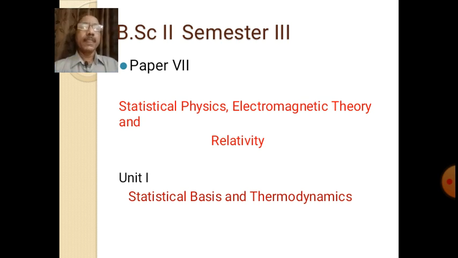This semester I am going to teach you statistical physics, electromagnetic theory and relativity. The title of the first unit is Statistical Basis and Thermodynamics. This paper is divided in 4 units. 2 units are pertaining to statistical physics, third unit is related to electromagnetic theory and fourth unit is related to relativity. Now let us begin with the first unit, that is statistical basis and thermodynamics.